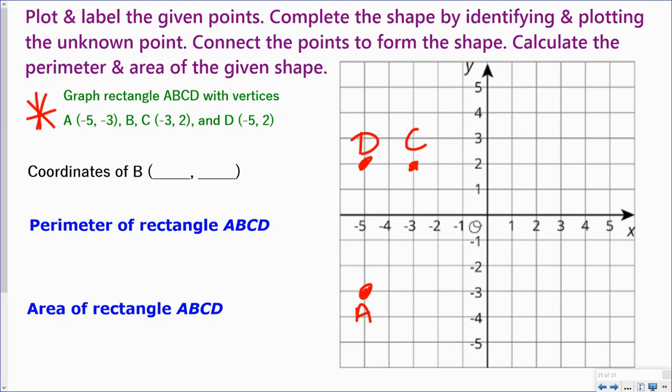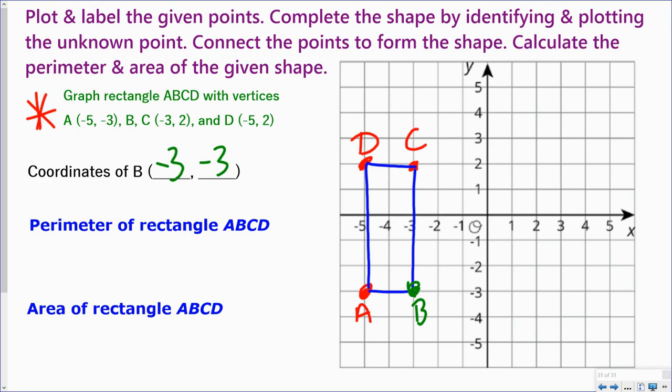And so now I need to find the coordinates of B. Well, if I start connecting my lines here, I see that my shape begins to look kind of like a rectangle if I need another point. So if I draw my line here and here, that would put point B right here, which would be over to -3 and down to -3. So coordinates for point B would be -3, -3.